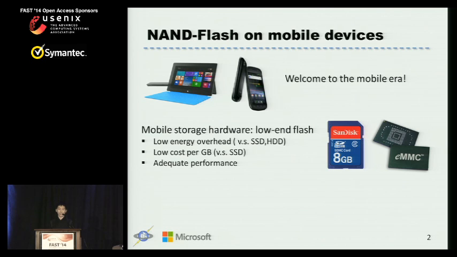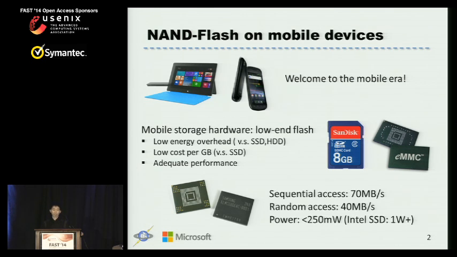The first reason is that the energy overhead of those storage devices is pretty low compared with SSD or HDD. And also the cost is pretty low. We can easily achieve less than $1 per gigabyte. Meanwhile, it can still deliver adequate performance. For example, the eMMC 4.5 we tested, the sequential access can easily reach 17 megabytes per second, and the random access can be up to 40 megabytes per second. To deliver such performance, the peak power consumption is less than 250 milliwatts. That's pretty small compared with some commercialized SSD.